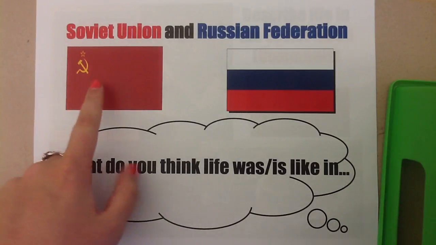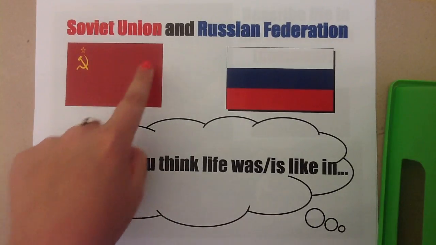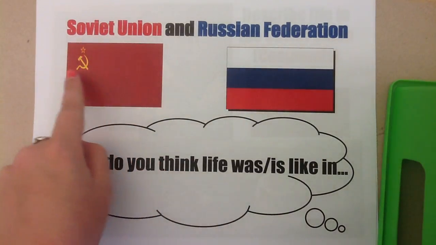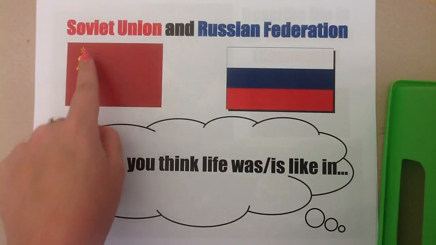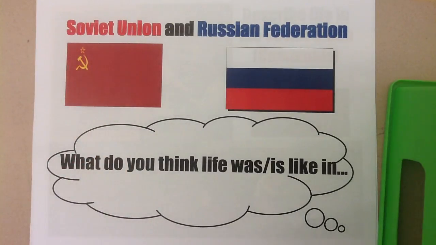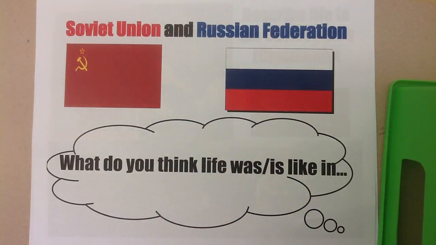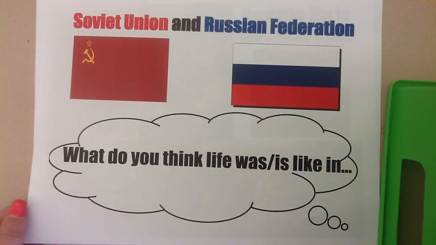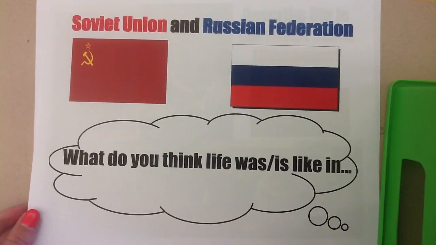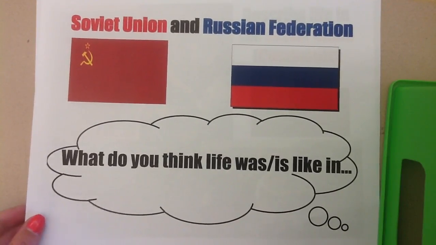The USSR, represented by this red flag, is a communist symbol with the sickle, which is this curved thing, and the hammer, that was the symbol of communism. And then Russia today's flag is the white, blue, and red. So as we look through these next few slides, I want you to think, what do you think life was like in the Soviet Union, or what do you think it's like today in the Russian Federation?